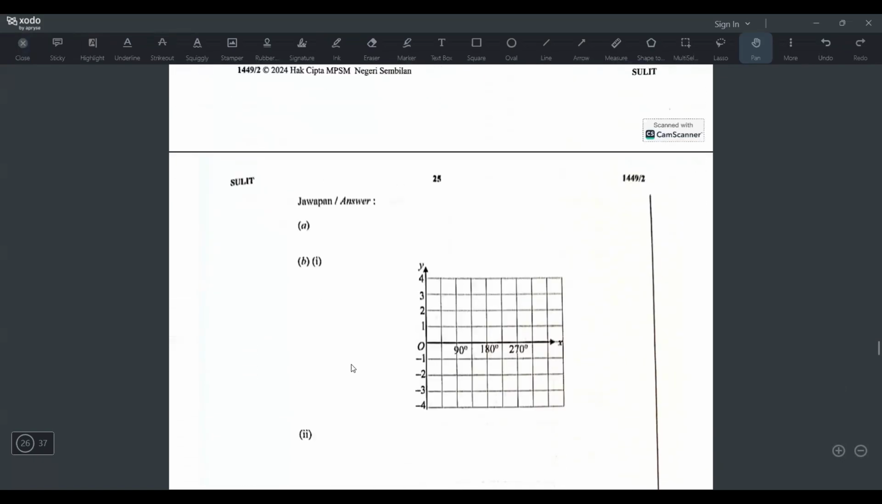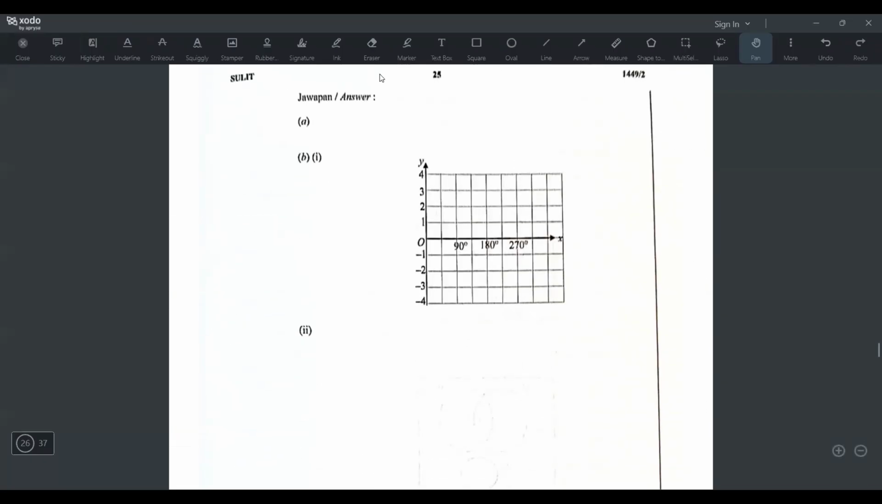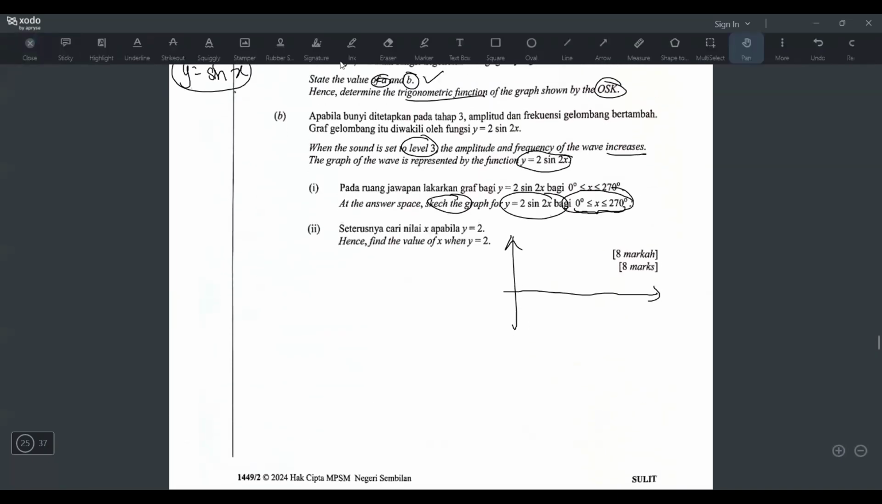So 2 sine 2x. But let's not do it in the answer space first. Let's do it, how to say, let's conteng first. Conteng means like we're testing, like we do a testing one. When I teach my own students, I tell them the same thing: don't go straight to the coordinates, because you might do something wrong like this, or maybe you put the wrong coordinate, right? So I recommend you don't do the actual one first. You do a testing one first, like testing dulu.